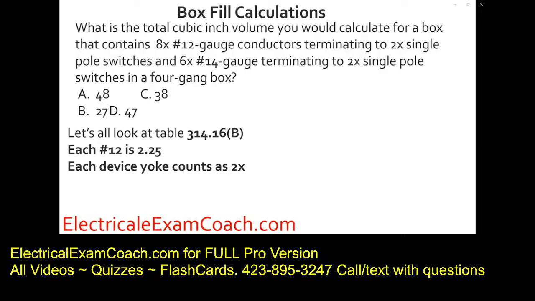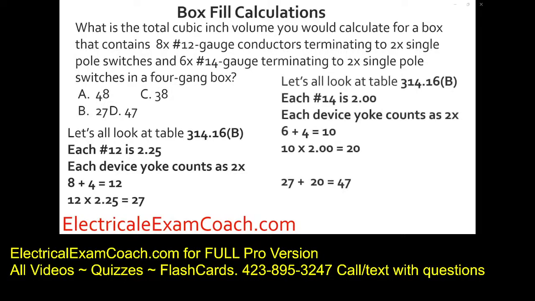Let's go ahead and deal with our 12s. We have 8 conductors and 2 devices for those 12s, so each one of those devices counts as 2 more, giving us a total of 12 12-gauge conductors. We bear the math out, and we end up with 27 cubic inches. Now we just do the same for the leftover devices. We have our 6 original conductors, and we have 4 more based off our count, because remember, it's based off the largest wire that terminates to that device. We bear that math out, total the 2 together, and end up with 47 cubic inches.